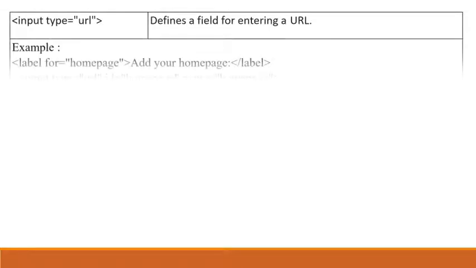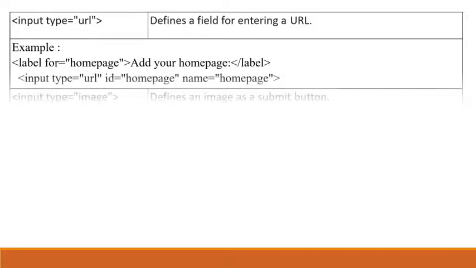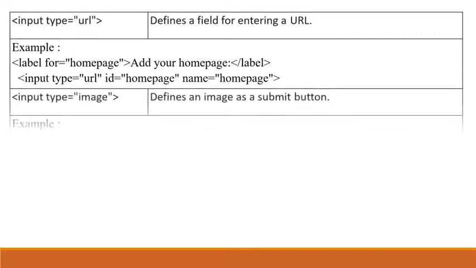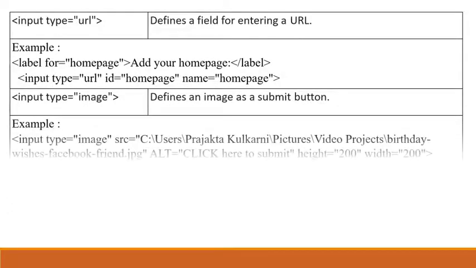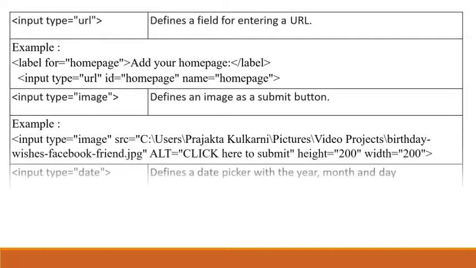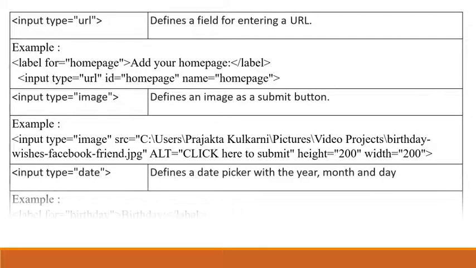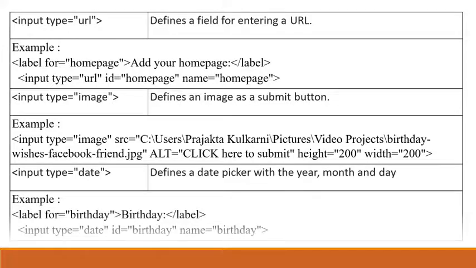Input type is equal to URL, which defines a field for entering a URL. Now URL, you know, that is Uniform Resource Locator. So here this is also known as a web address which starts with http colon double backslash www, which is World Wide Web dot a domain name, for example google.co.in. So www.google.co.in is known as a URL.